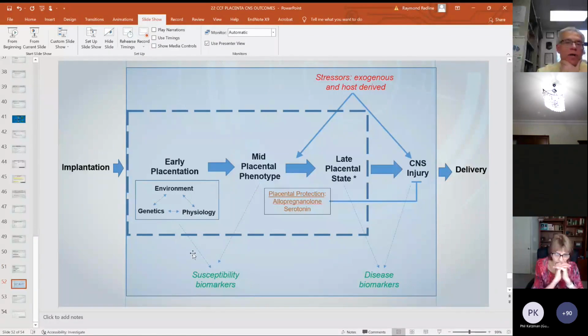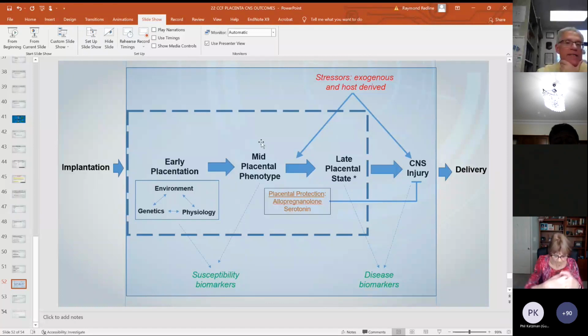And so the overall picture that I would paint of how the placenta interacts with CNS injury is that you enter this black box of pregnancy at implantation, and there are a number of things that happen in early placentation that set up your placental phenotype at about mid-trimester. There are environmental factors, there are genetic factors, and then there are interactions between fetal and placental physiology. And what we would like to find are biomarkers which can identify which placentas are at risk so that we can increase the monitoring of those cases and possibly do some therapeutic interventions.